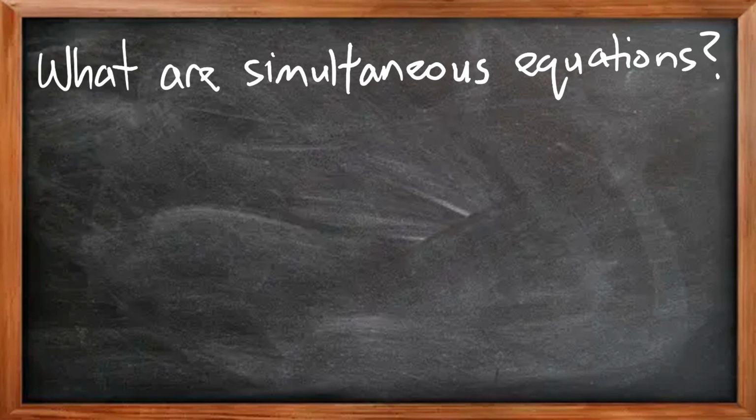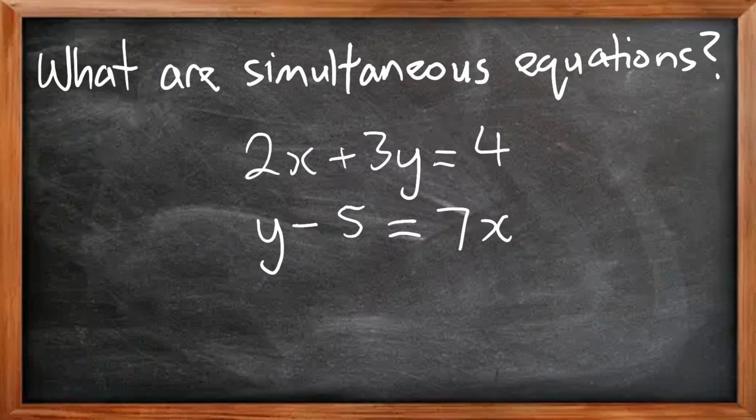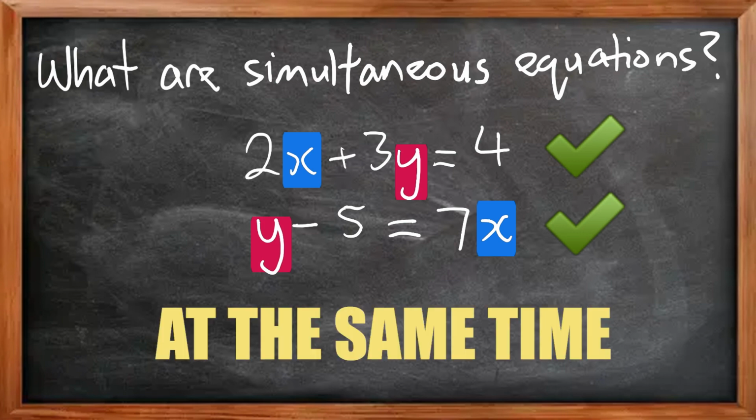First, what are simultaneous equations? It's when we have equations with more than one variable and we want to find the values for all those variables that make all the equations true. We're solving multiple equations simultaneously, at the same time.